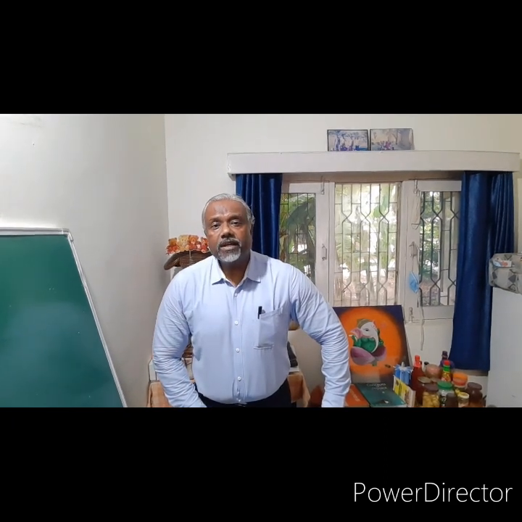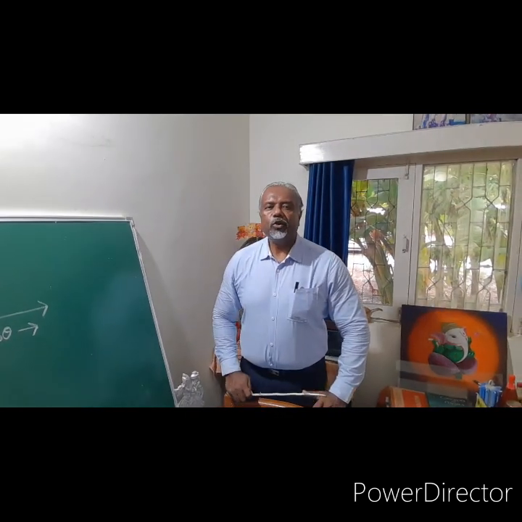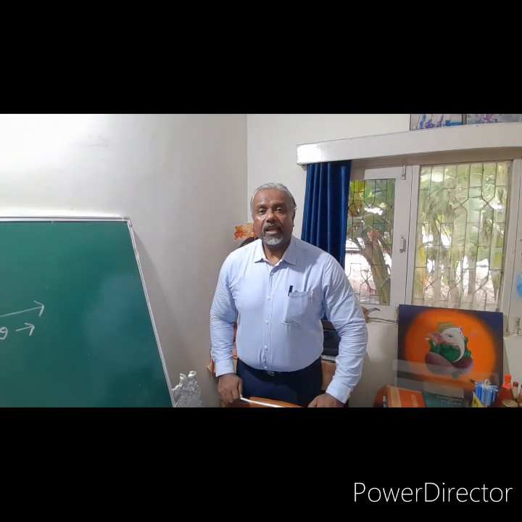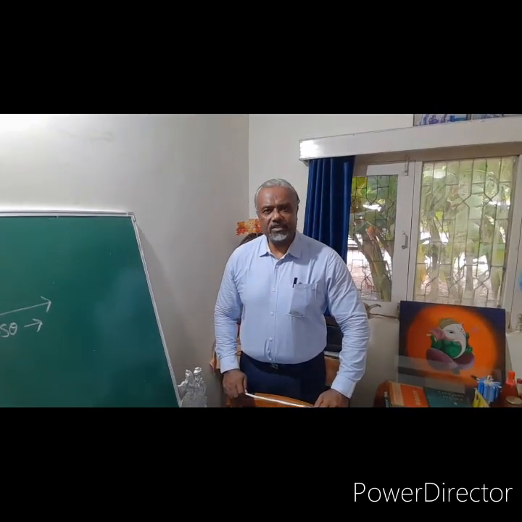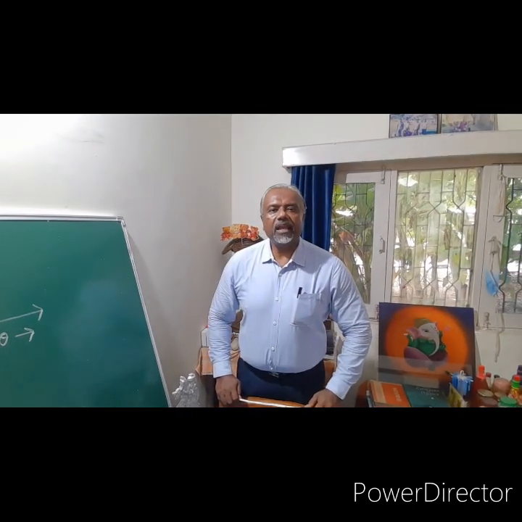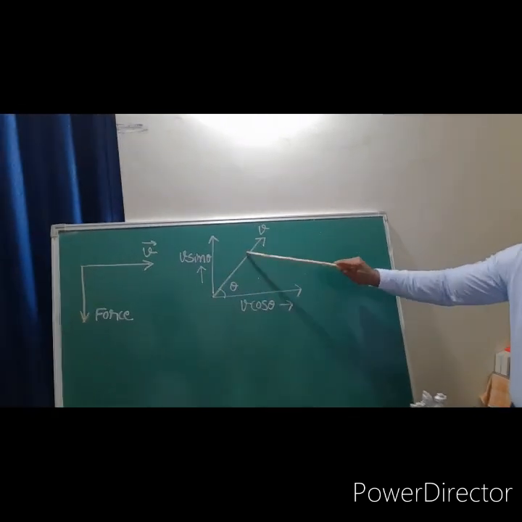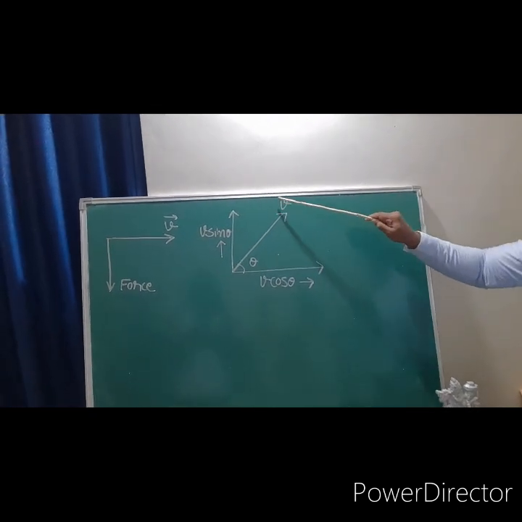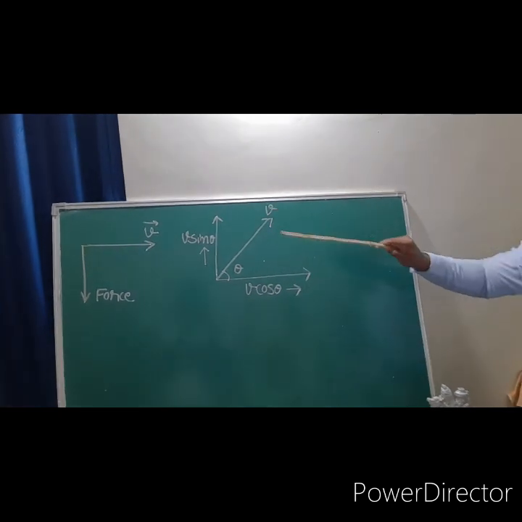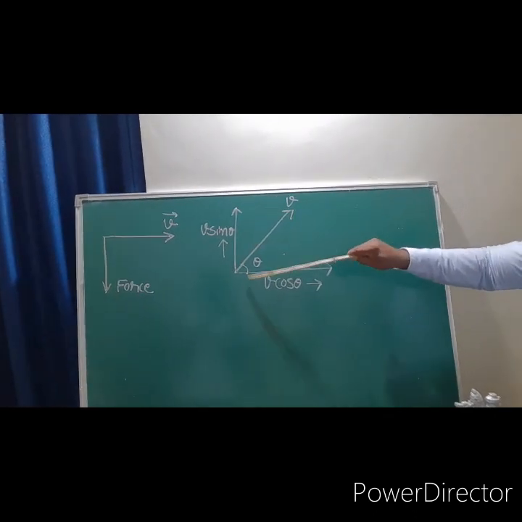Motion of projectile can better be understood if we divide the projectile's motion into two categories: motion along the horizontal direction, and motion along the vertical direction. And you will be surprised to know, or your mathematics says, that these two motions are independent of each other. No way they depend upon each other. So look, this velocity v, its horizontal component is v cos theta, vertical component is v sin theta. If you want to study the motion of this object, you study horizontal motion separately, vertical motion separately. They are independent of each other.